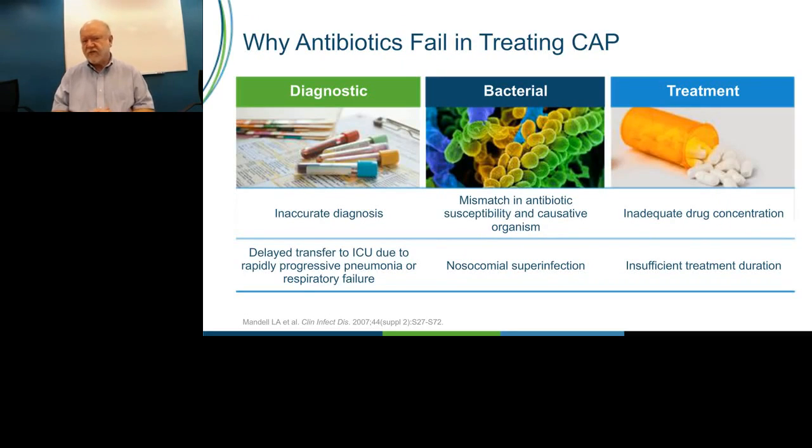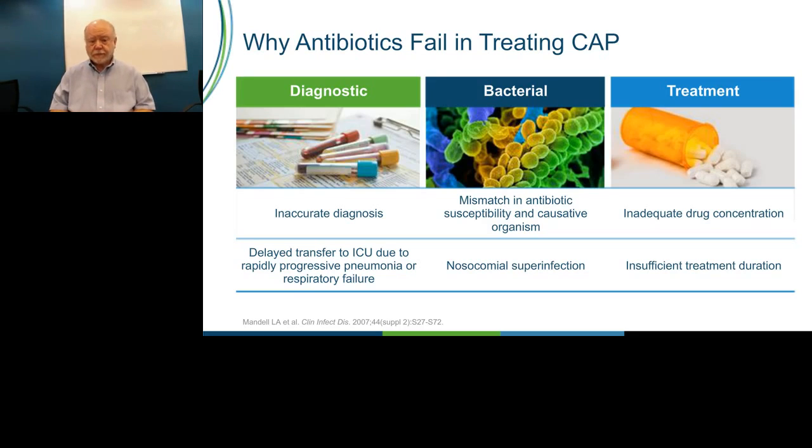So why do antibiotics fail in treating community-acquired pneumonia? Well, the diagnosis may be wrong, and there's a whole bunch of reasons. I think you said earlier on, you can have a positive chest x-ray, but you may not be infected. So you need to pull together some of the other signs and symptoms along with your chest x-ray. The other issue is that somebody may have been rapidly deteriorating, their clinical condition was just, as we would say in England, the patient was going off, and you did not get them to the intensive care unit quickly enough, and that can have dire consequences.